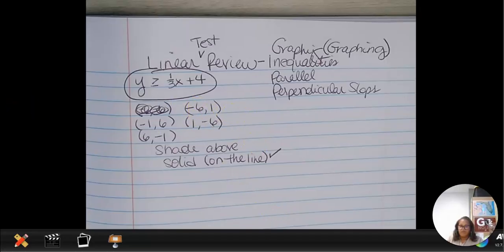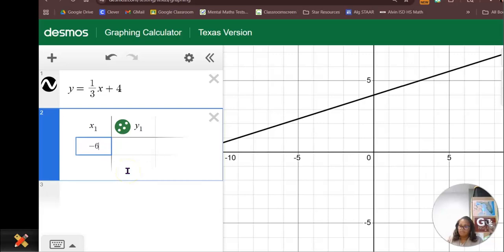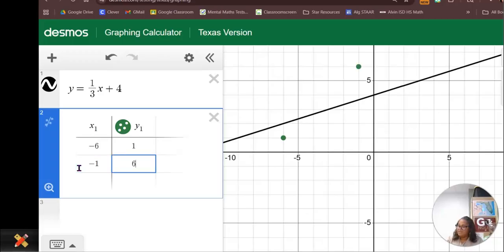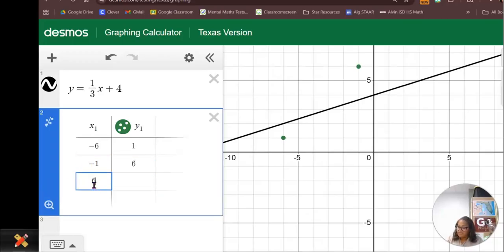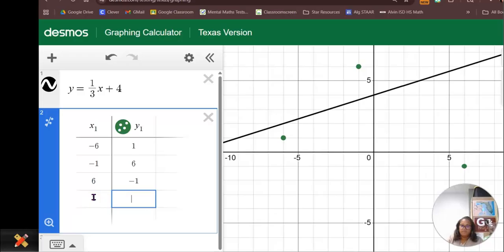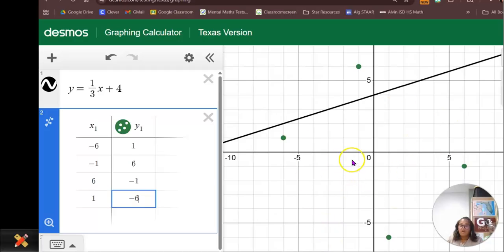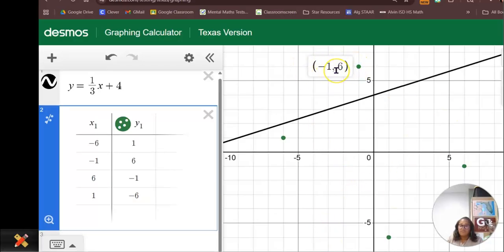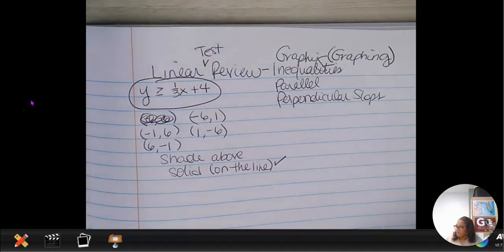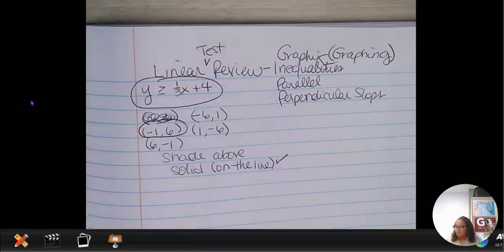So I'll have -6, 1. -1, 6. 6, -1, and 1, whoops, -6. So I either need to have my points on the line or above it, because according to here, I shaded above and it can be on the line. So none of these points are on the line, but this point right here is above it. So -1, 6 would be in my solution set. So I would come over here, -1, 6, and this would be what I would choose.